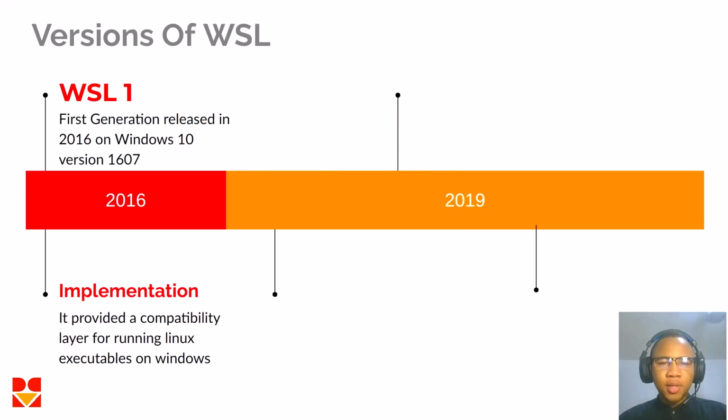it provided a compatibility layer, right? So it's more or less like a layer between the Windows operating system and the Linux apps. So this layer would, in a way, run when you run your Linux utility software. It in a way converts it or enables you to use these tools inside Linux. So the compatibility layer for running Linux executable files on Windows. So basically that was the implementation.